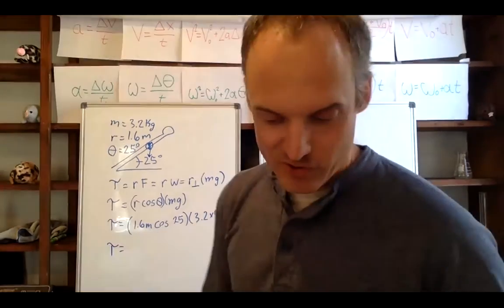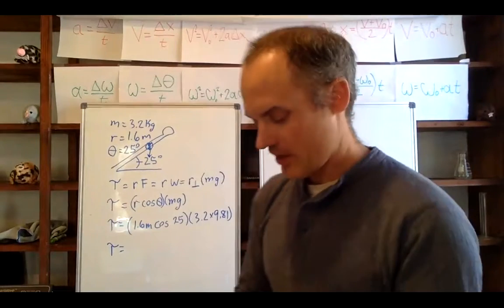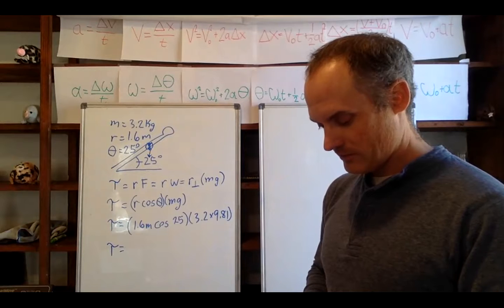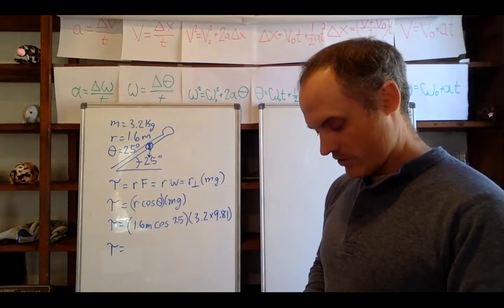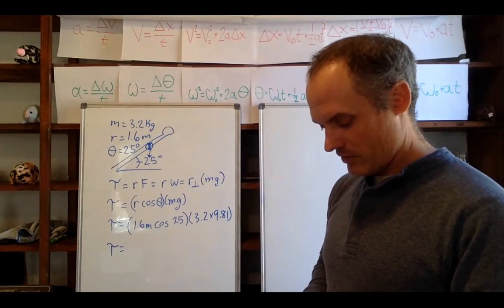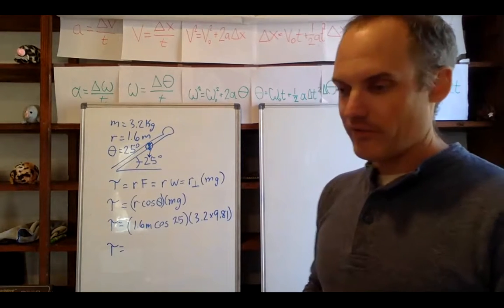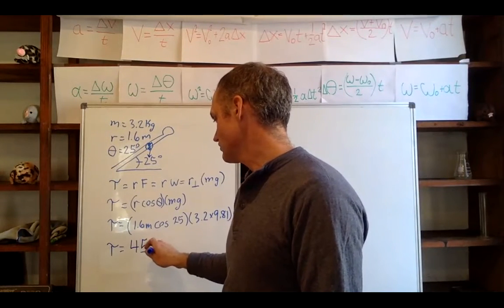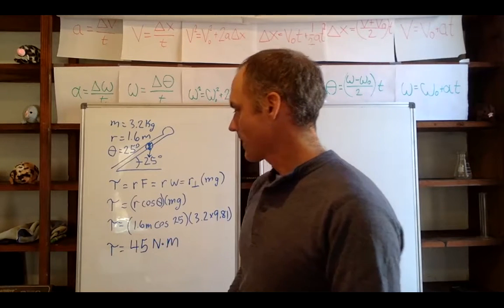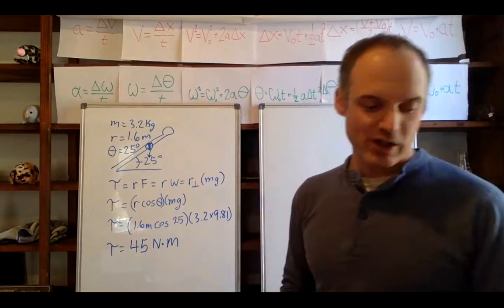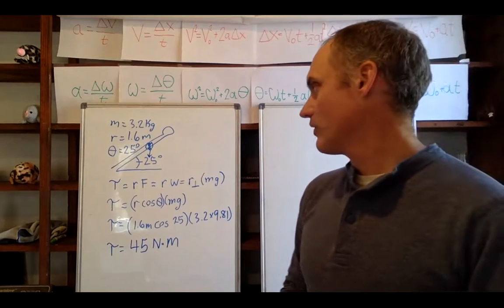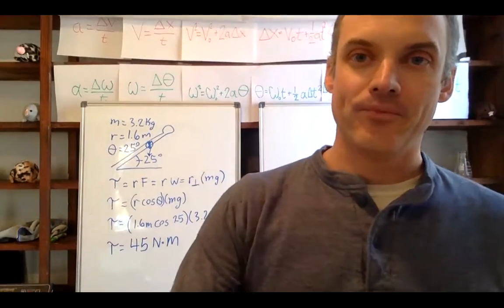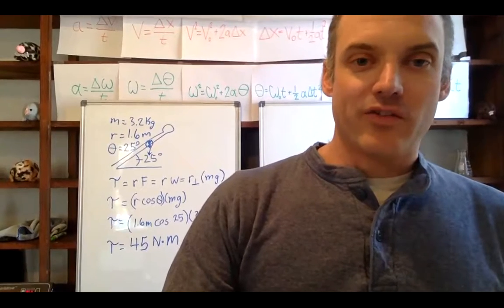Okay, so let's see how much torque is actually being applied there. 1.6 cosine 25 times 3.2 times 9.81 means that we're at 45 newton meters. So the amount of torque that you'd have to apply to that flagpole to get it to stand straight up would be 45 newton meters. All right, let's go back to the notes.